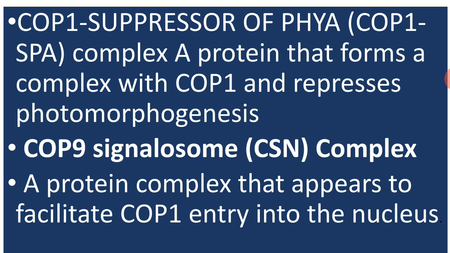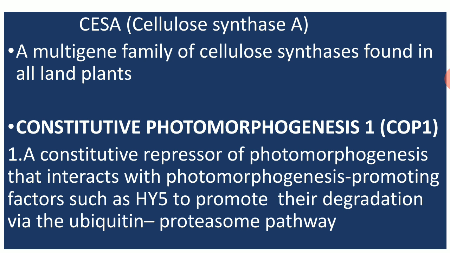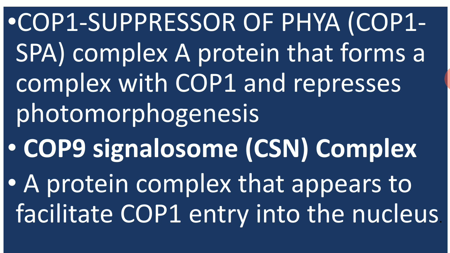Okay, so I think these terms will help you in solving some of the questions of 2 marks. So the important one is COP1, constitutive photomorphogenesis 1, and second, COP1 suppressor of the PHYA. It is the SPA complex that forms a complex with COP1 and represses the photomorphogenesis.